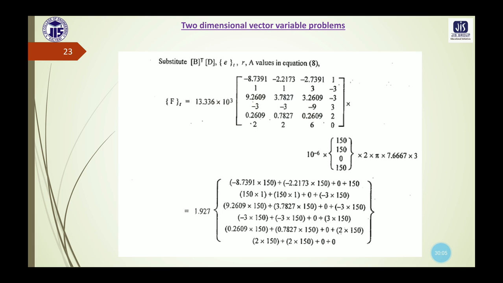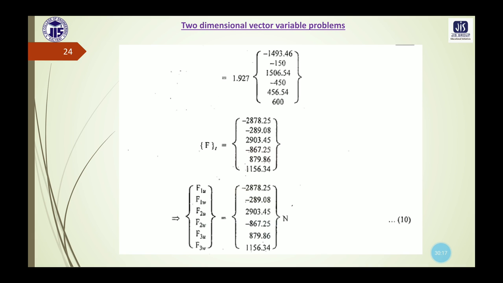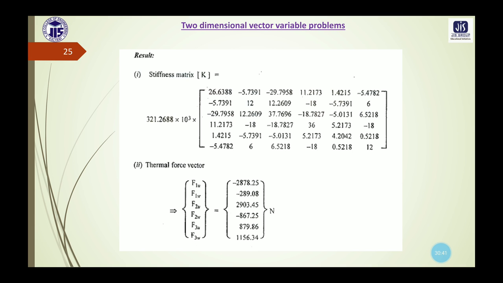Next, we need to put all the required values in the formula of this thermal force vector, and after that we need to perform the matrix multiplication again, and finally we get the value of this thermal force vector as equation number 10. So this is the final value of the thermal force vector.